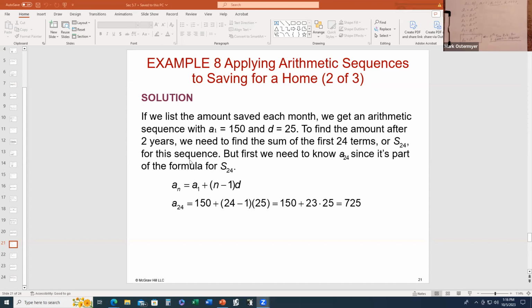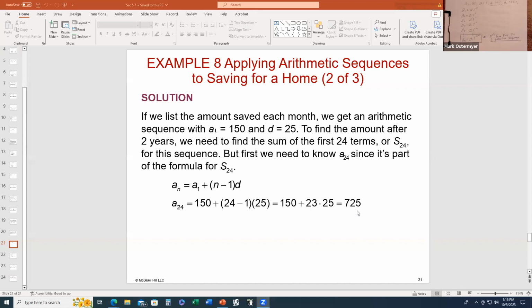Find the amount that we would have after 2 years. We would use the sum of the first 24 terms of our arithmetic sequence formula. But in order to do that, we need to know the 24th term of our sequence. In order to find the 24th term, we would turn our attention to the nth term rule formula we developed. So the 24th term, in other words, the amount of money we'll save during the 24th month, is equal to the amount we saved the first month, which is $150, plus 24 minus 1 times the common difference, which is $25.